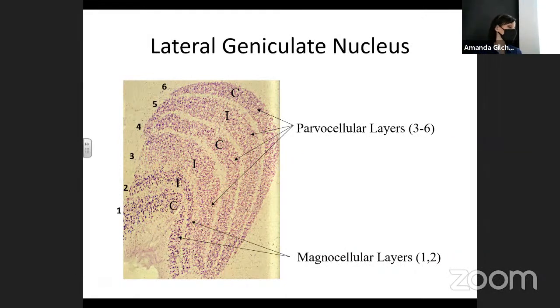Our magnocellular cells, as we talked about, have large receptive fields, and they are not sensitive to color. They are effectively colorblind. Most of the input is coming from rods, and these cells are critical for processing motion. Our parvocellular layers have small receptive fields. They're sensitive to color. They also process form, and most of their input comes from cones. Remember that there were many more parvocellular cells than magnocellular cells in our retina. Consequently, we've got more parvocellular layers than magnocellular layers here.